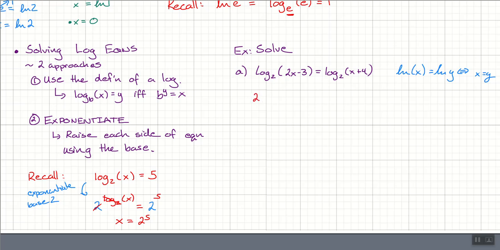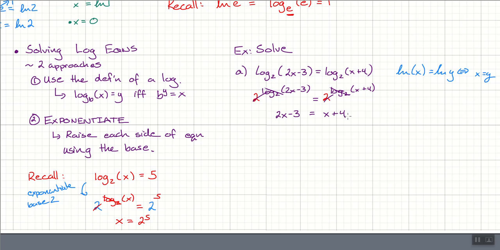If I exponentiate both sides of this equation with base 2, because that's the base of our logarithm, my expression looks like this. And it feels clunky for a minute, but despite that clunky feeling, this winds up being super useful when we get into harder problems. Now, by doing this, I see that 2 and log base 2 divide out, and 2 and log base 2 divide out. We are simply left with 2x minus 3 equal to x plus 4.